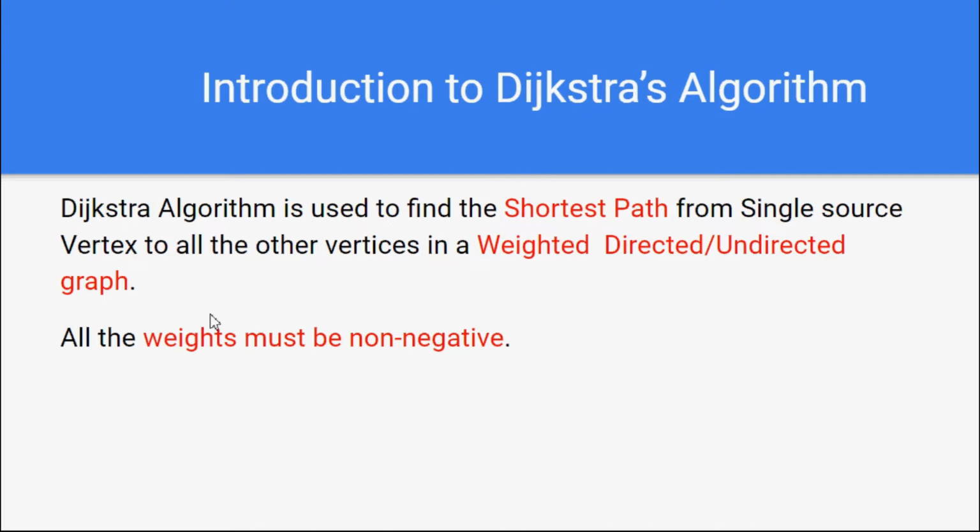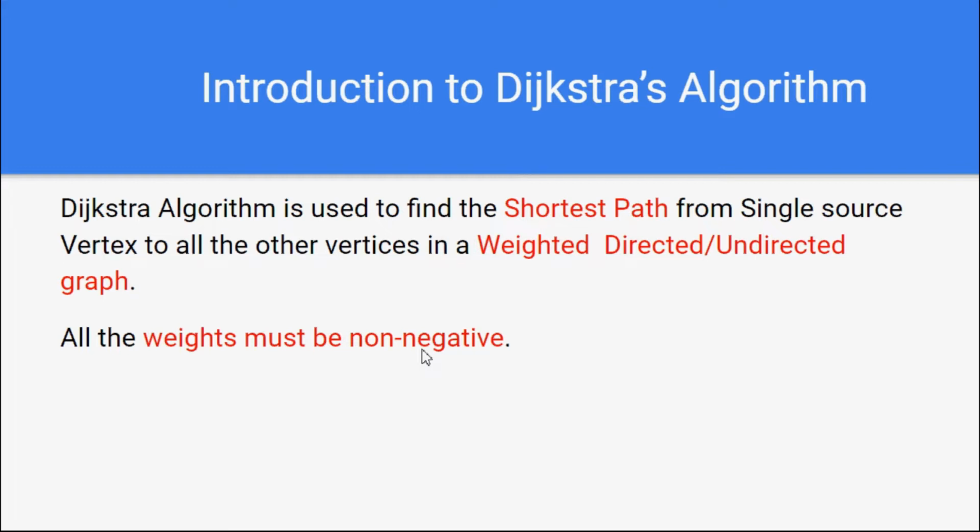Now, the graph could be a weighted directed graph or a weighted undirected graph, but it has to be weighted. Since we are going to calculate the minimum cost, first of all, we should have cost. That is why this is going to be a weighted graph. But there is a condition with Dijkstra algorithm that all the weights must be positive, or we can say non-negative. Why? That we'll see with the help of an example, why the weights have to be non-negative every time.